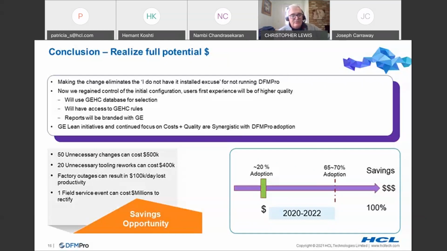As I say, the nice thing for us is DFMPro is very synergistic with our lean initiatives, platforming and standardization, and we think we can get a bang for the buck by joining our awareness and continued adoption efforts with that. And just to round it up, the amount of opportunity we're talking about here is in the millions and millions, we think, and we're only 20% of the way there, despite being in the business since 2013. So I think I'm going to wrap it up there.